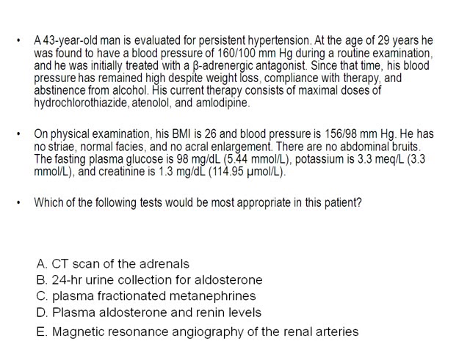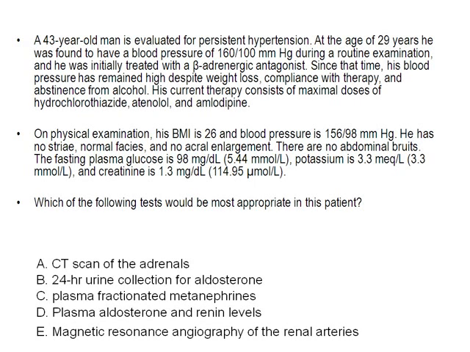The next case: a 43-year-old man is evaluated for high blood pressure. At the age of 29, he was found to have high blood pressure during a routine exam, and he was initially treated with a beta-adrenergic blocker. Since that time, his blood pressure has remained high despite losing weight, compliance with his medications, and not drinking any alcohol. His present therapy consists of hydrochlorothiazide, atenolol, and amlodipine.